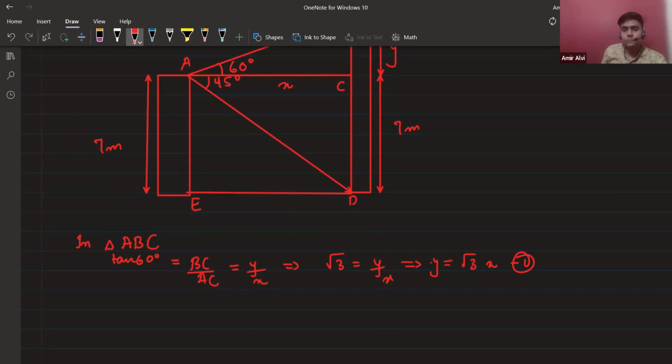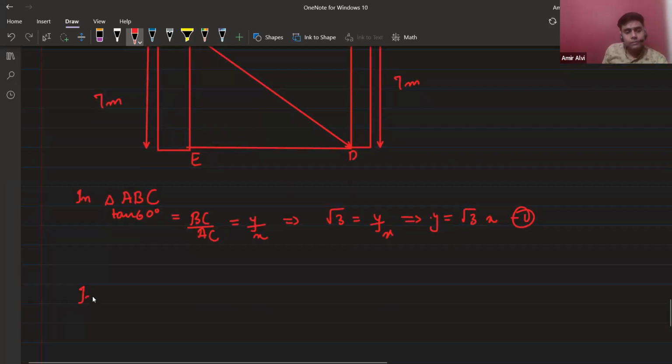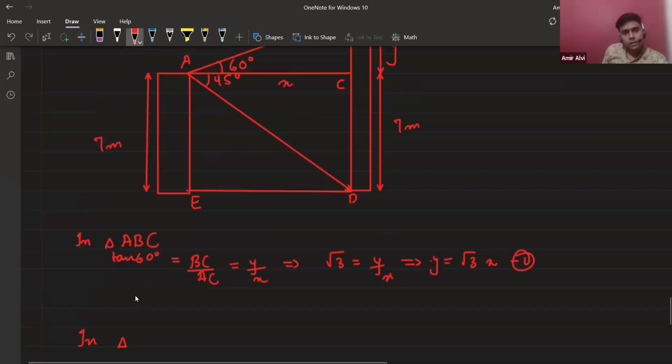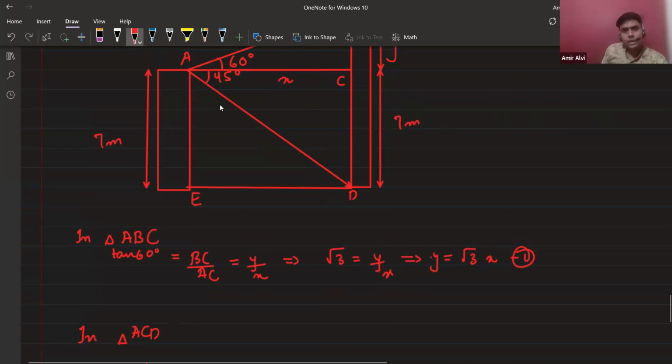Clear? Okay. Let's apply the trigonometry in triangle ACD, because in that case I have 7, I have x, and I have tan 45. In triangle ACD, how many of you know the value of tan 45? It's DC by AC.